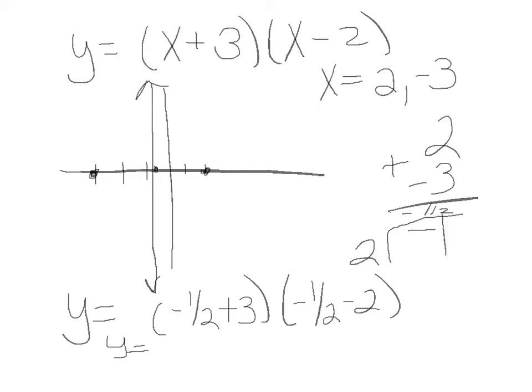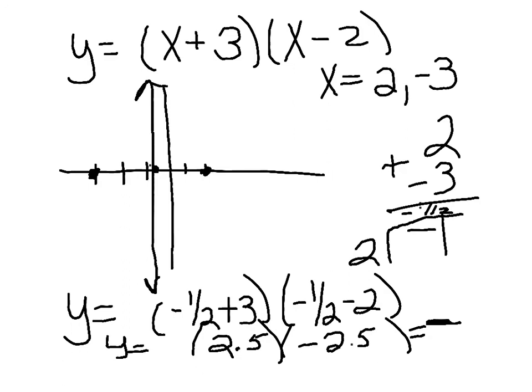So y equals, what's 3 minus 1/2? 2.5. And then what is negative 1/2 minus 2? Negative 2.5. Okay, if I multiply those out, I will have, let's see, negative 6.25. So somewhere down here is my vertex.